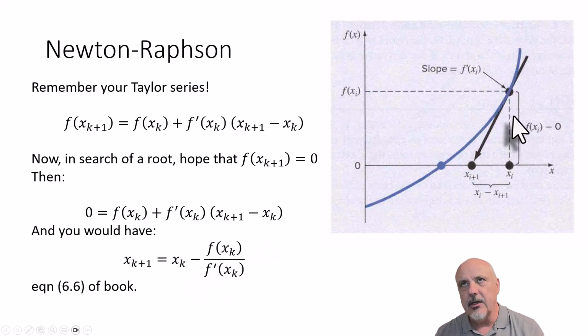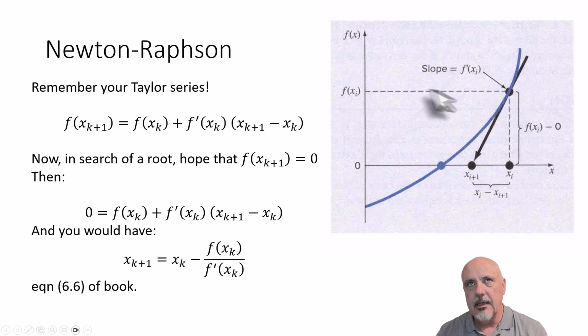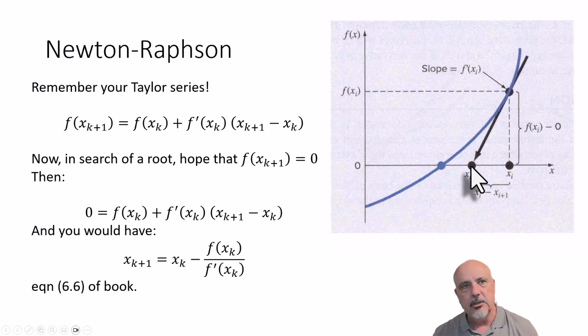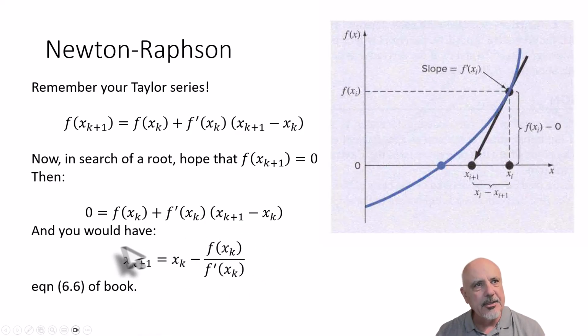Okay, so if you look over here in the image from the book, I'd be starting here, my current xi, which has an f of xi, so that's my current polynomial value, and I'm going to subtract off something along the slope to get me back over to here. So that's going to be my next point. This is equation 6.6 of the book. This is Newton Raphson in all its glory. Very easy to implement.